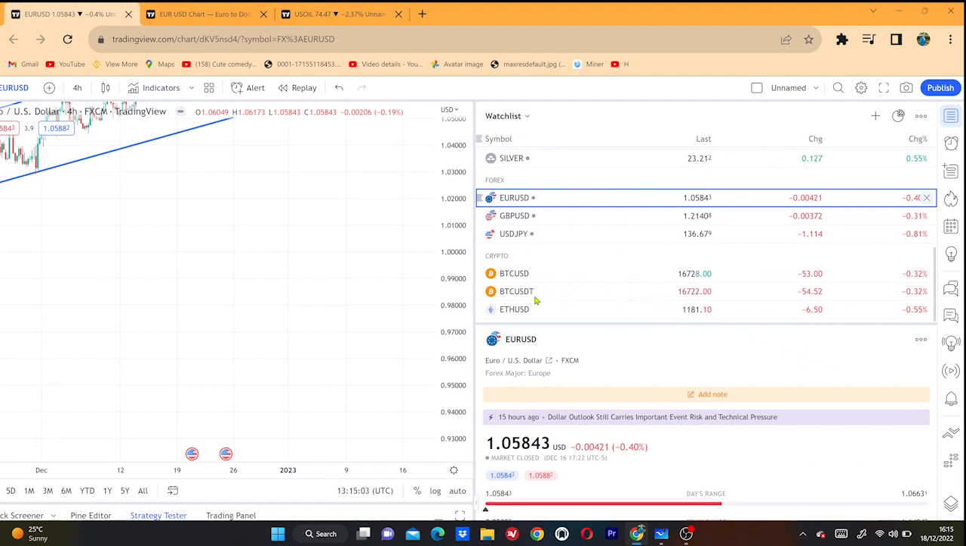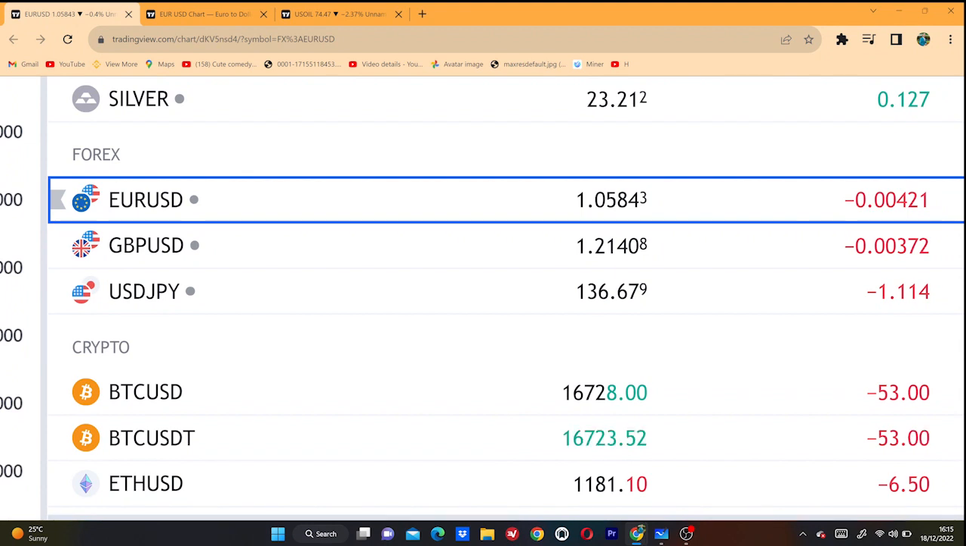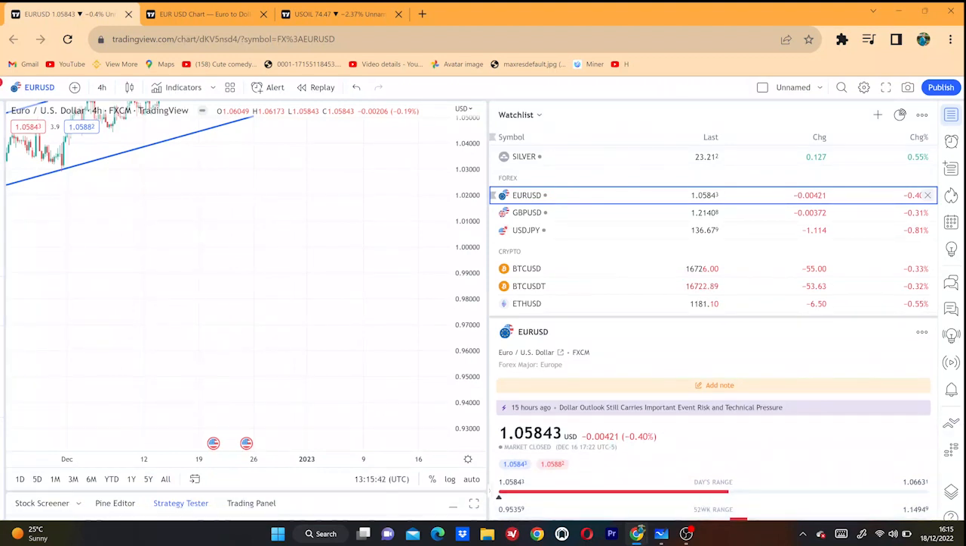You can see BTC USD is running, because BTC is Bitcoin. It's crypto, and all these are crypto. So the crypto market is open, but for this market it is closed. When you see this value, 1.0584, the last digit is up. That is what we were talking about, the values of the pips and points. We are going to learn that as we proceed in this video.